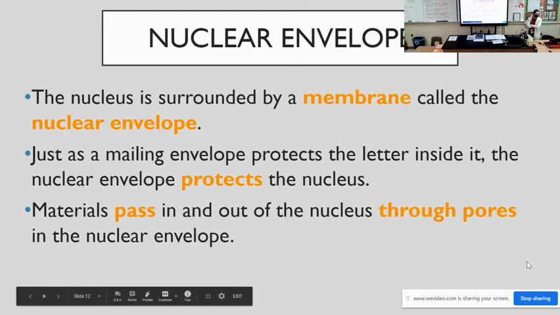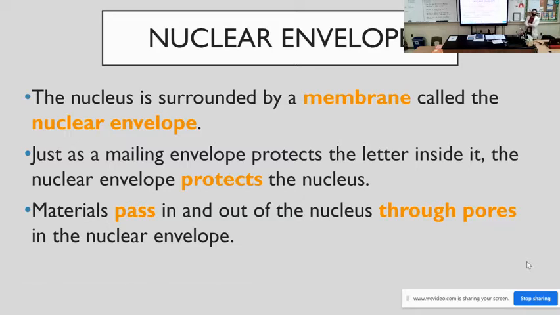The nuclear envelope is a membrane that surrounds the nucleus. You can think of this as a similar function of the cell membrane, but it's specifically for the nucleus. So it protects the nucleus from things that go in and out of it, and materials can pass in and out of the nucleus through pores and small openings in the nuclear envelope. Just like materials can pass in and out of the cell through the cell membrane, this is what that acts as.